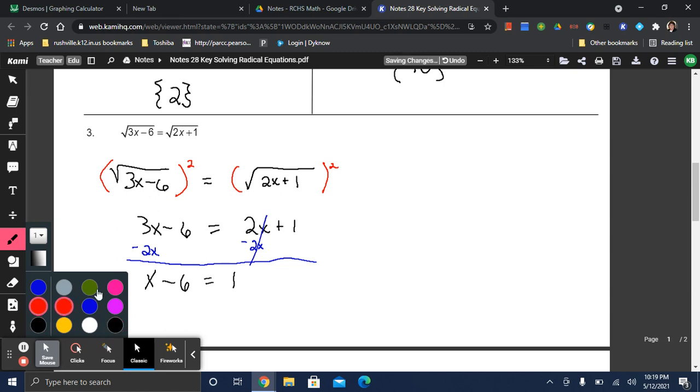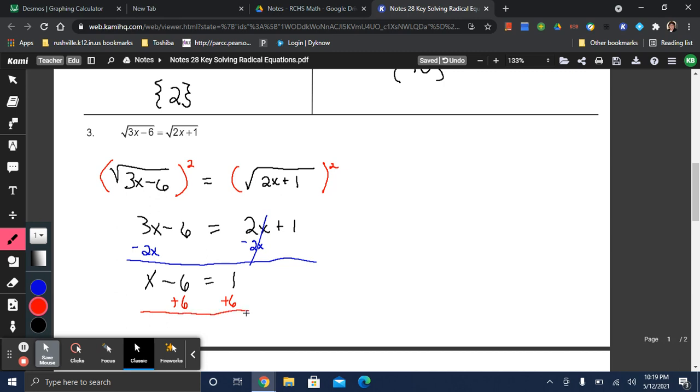And then we would need to add 6. We want to do that to both sides of the equal sign. And that gives us x, because this is going to be gone, equals 7. All right, again, we can check this. In this square root, we want 3 times 7 minus 6. So let's check out what that is.